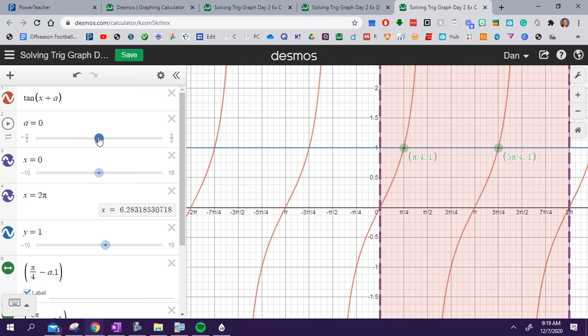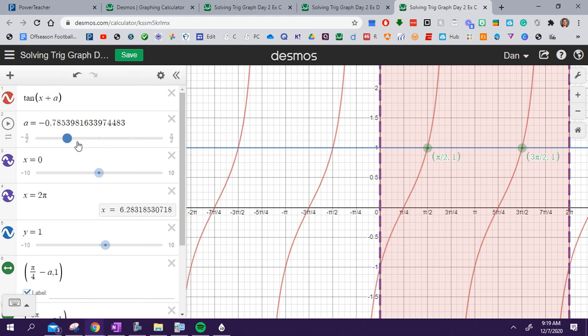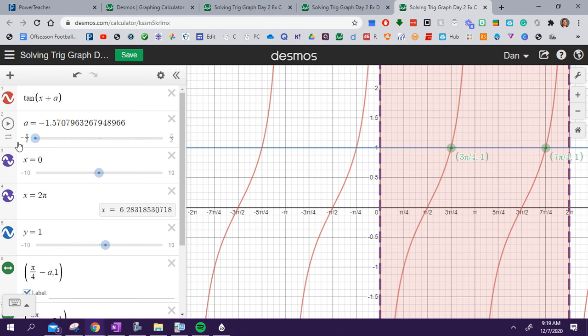We subtracted. So if we subtracted, we are shifting the graph. Which way are we going to move if we're subtracting? To the right. So watch those dots. Boom, they moved over. We moved over pi over 2. Are those two answers still on the interval? Yeah, we're good. There wasn't anything going on there.